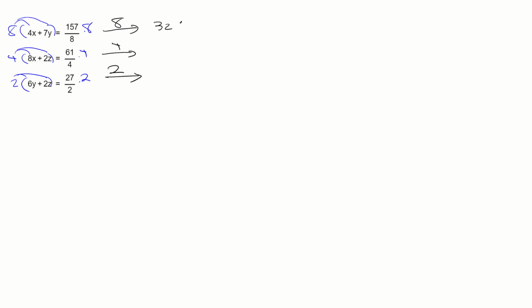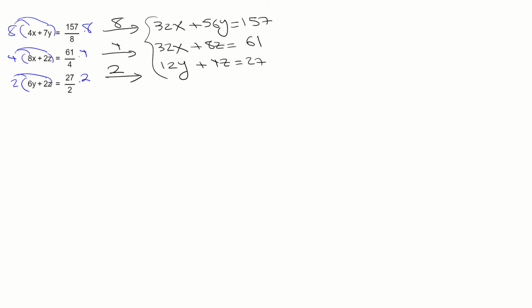We end up with 32x plus 56y equals 157. The second one becomes 32x plus 8z is equal to 61, and the third one becomes 12y plus 4z is equal to 27.